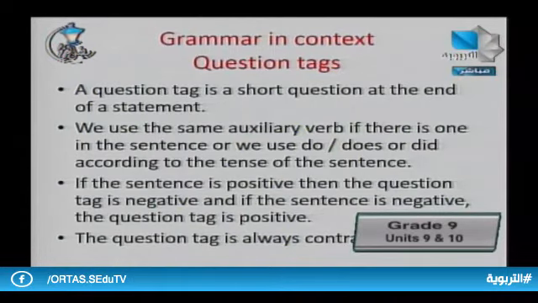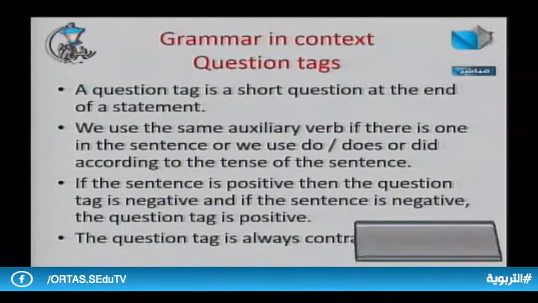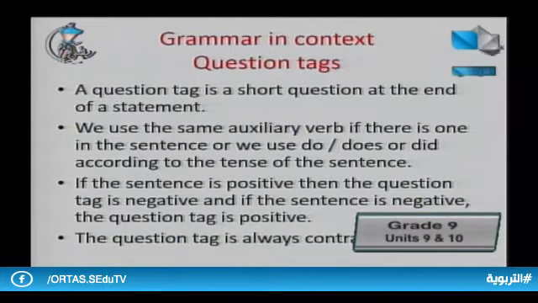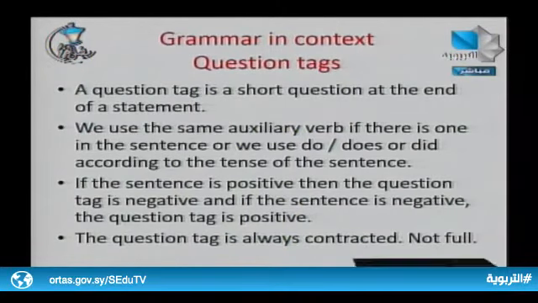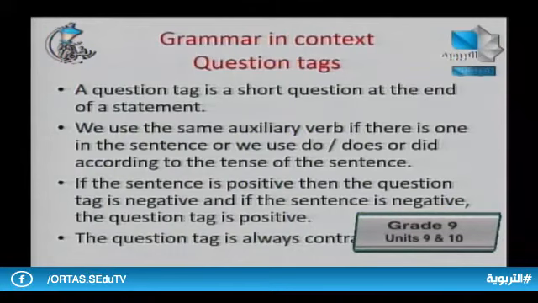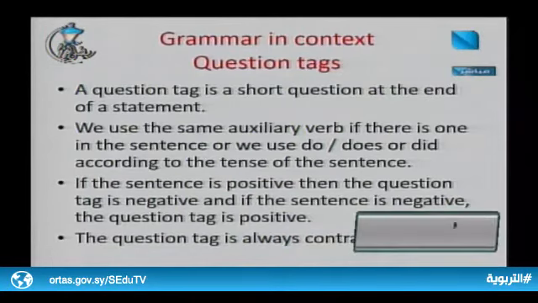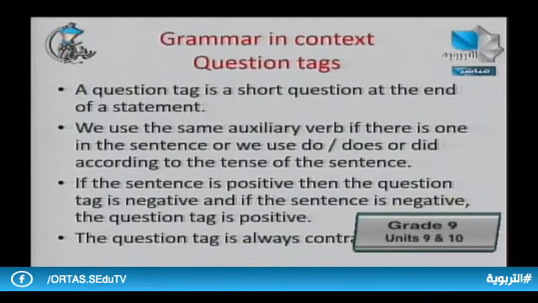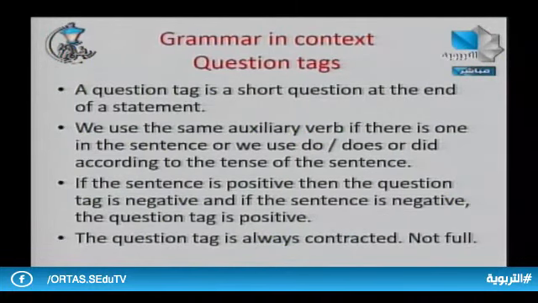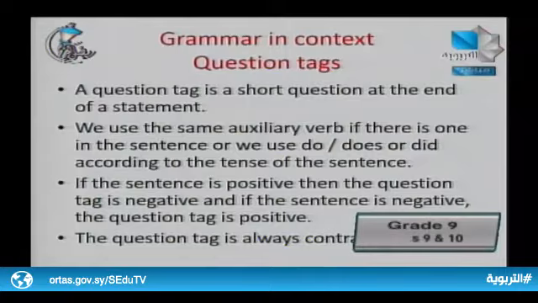A question tag is a short question at the end of a statement. We use the same auxiliary verb if there is one in the sentence. Or we use do, does, or did according to the tense of the sentence, because in the simple present and simple past we don't have an auxiliary verb. If the sentence is positive, the question tag is negative. And if the sentence is negative, the question tag is positive. So we contrast them.